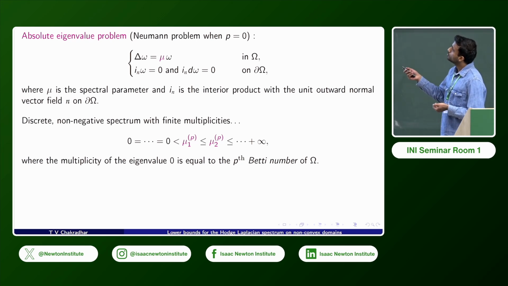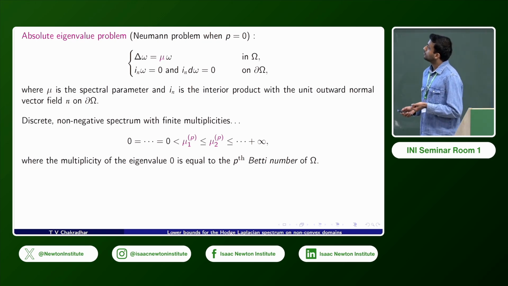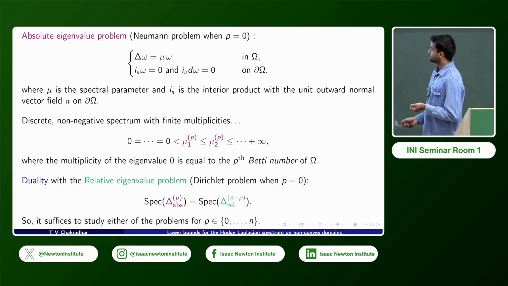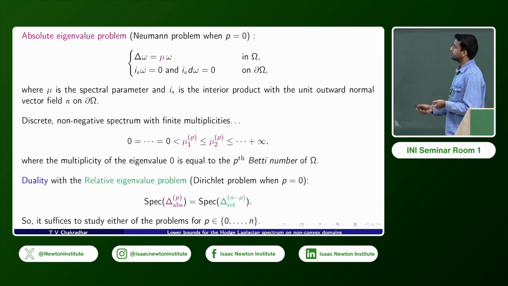I denote by mu_1 the first positive eigenvalue and so on. There are finitely many zeros, and the number of zeros is exactly equal to the p-th Betti number of the domain, which is purely a topological quantity. There is also a relative eigenvalue problem which generalizes the Dirichlet problem, but in view of this duality, if we study one problem for all p in the range 0 to n, then we know everything.